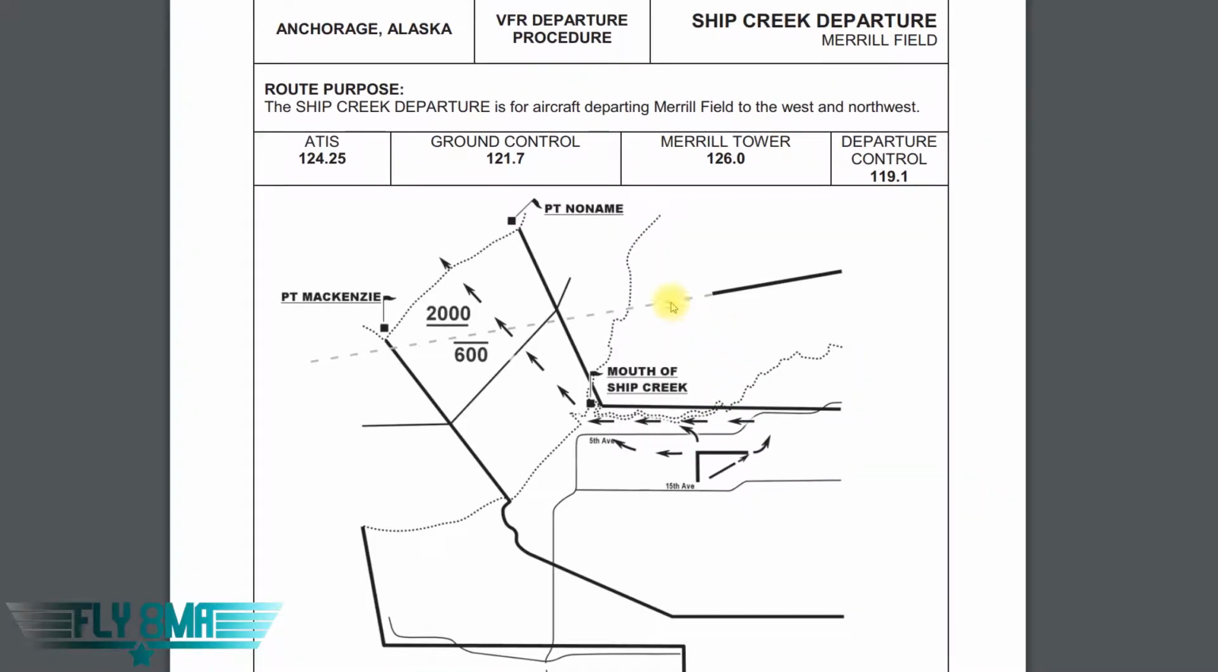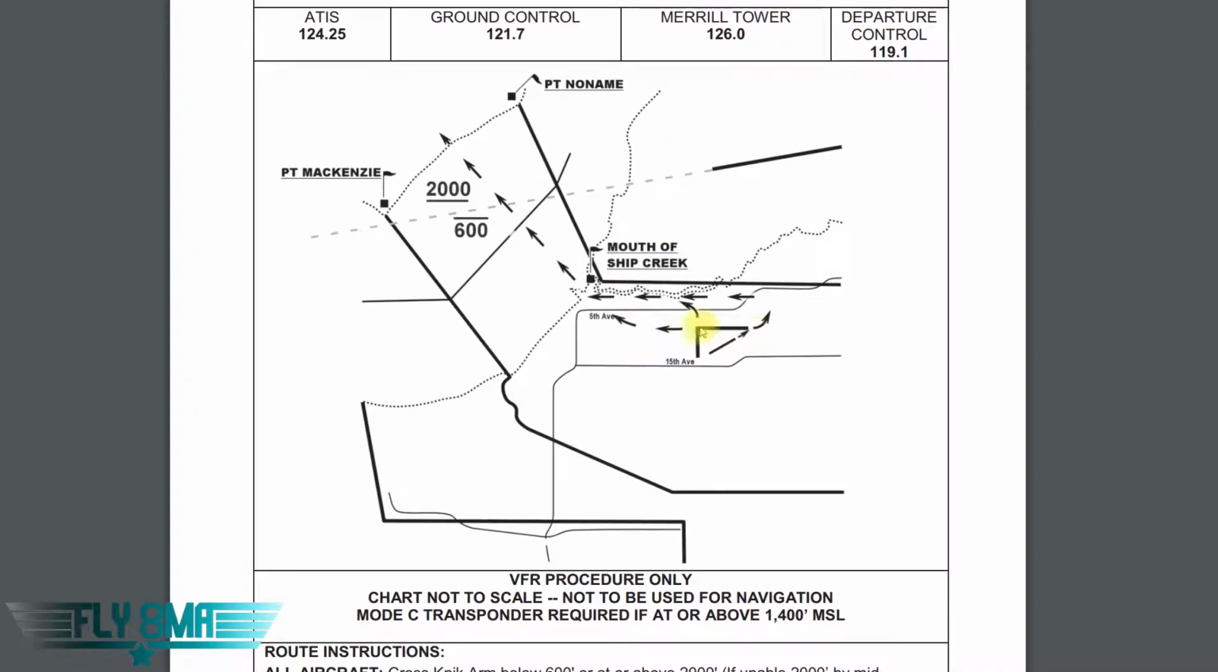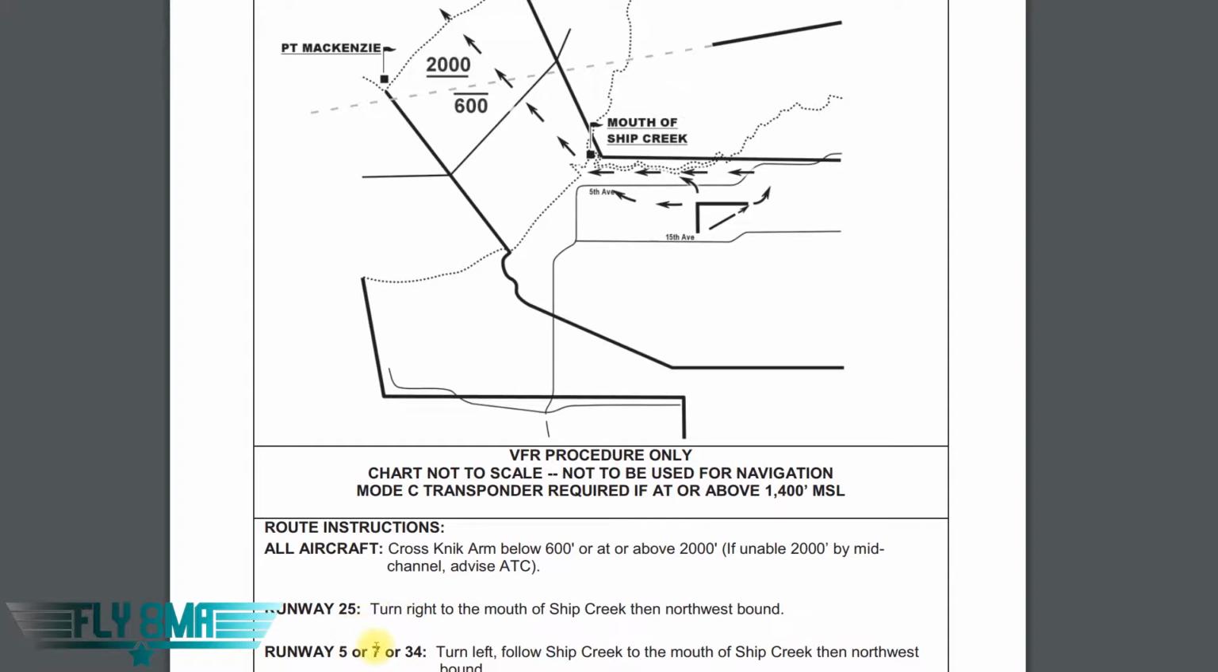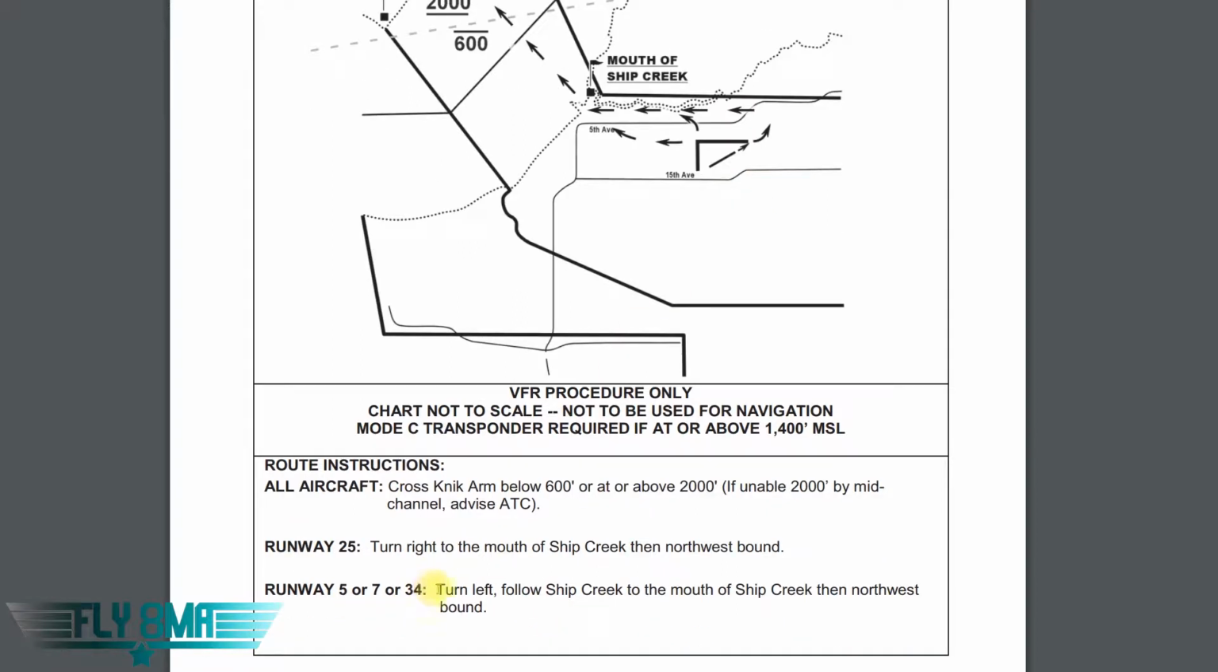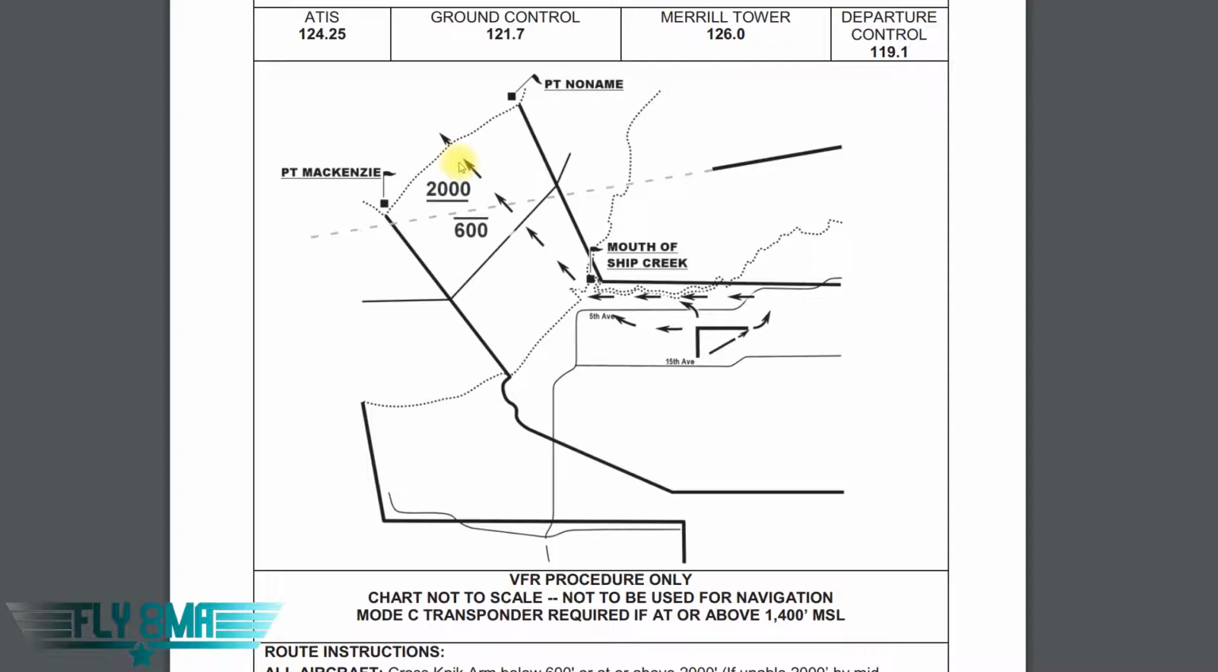Whether you're flying the Ship Creek departure off of runway 25, which is most common, or flying it off of runway 5, 7, or 3-4, pretty straightforward. Simply follow these little instructions here of turn left, follow Ship Creek to the mouth of Ship Creek, and then northwestbound across the arm, either below 600 or above 2,000 unless you get that altitude deviation approved.